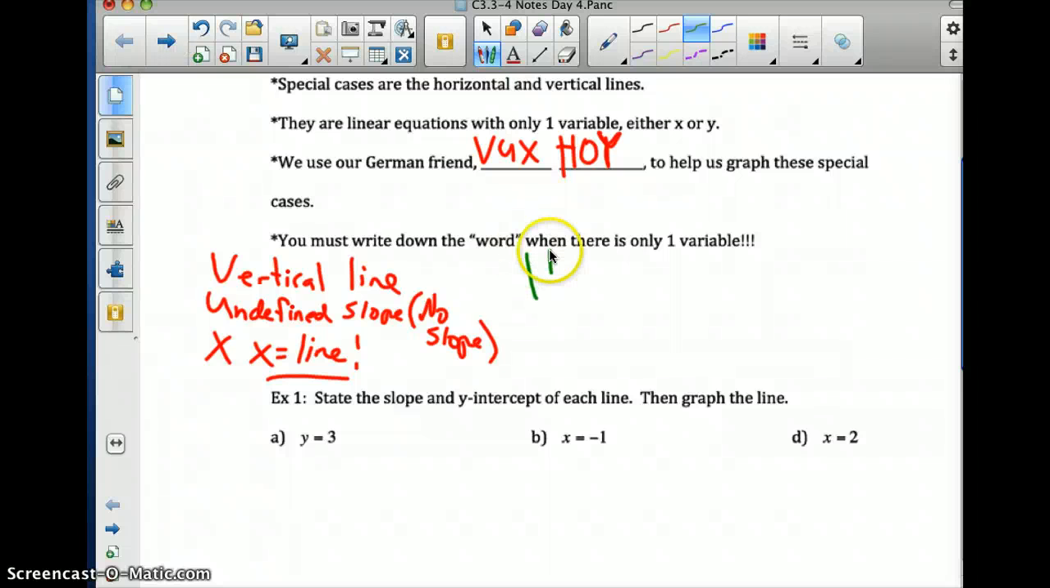Over on this other side, everybody jot down the word Hoy. Don't blurt it out, but what does the H stand for? Come on, everybody knows that. Colin? Horizontal line. Guys, it's a horizontal line.